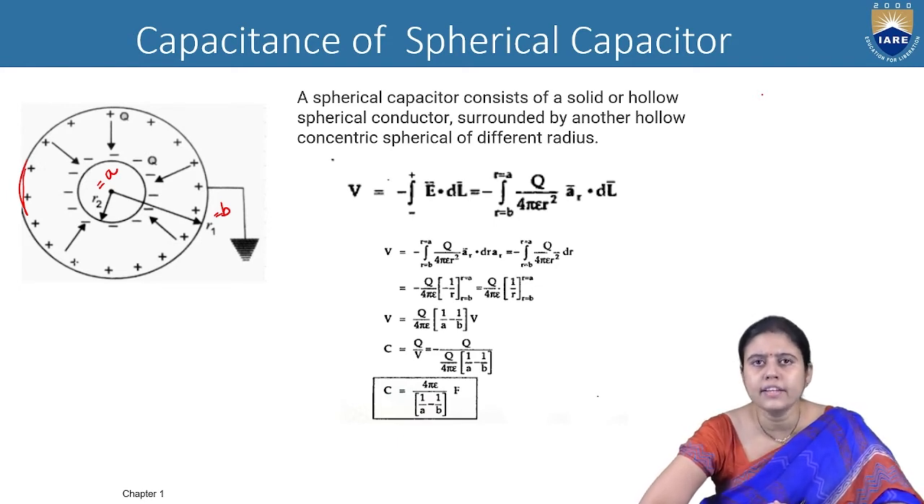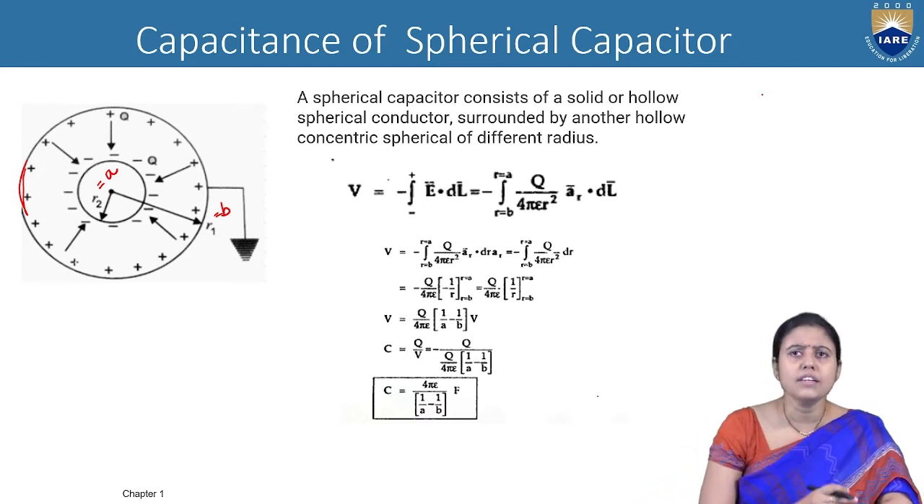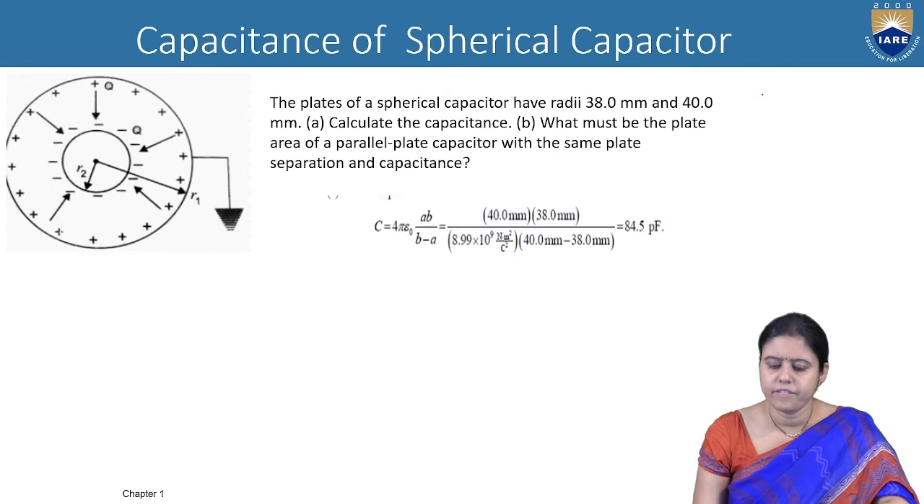First we will write that V is equal to E dot dl, and E is equal to Q by 4 pi epsilon r square dot dr. Why? Because it will always work surface-wise.